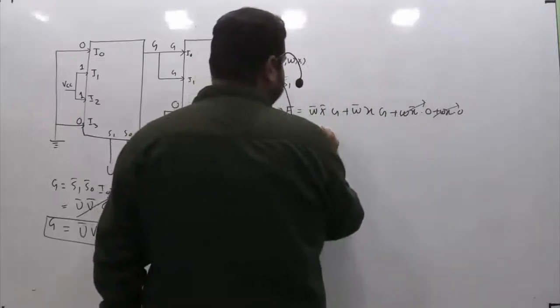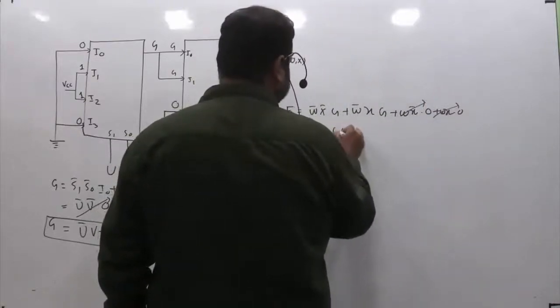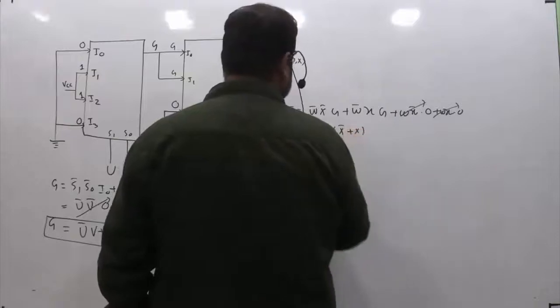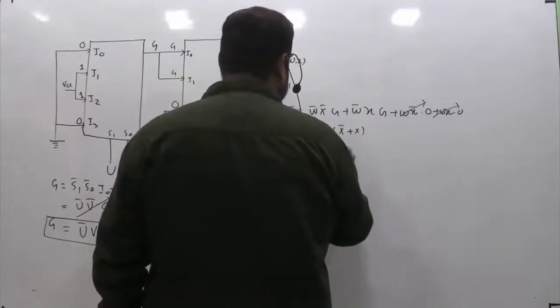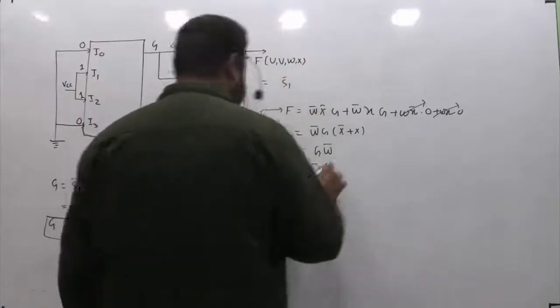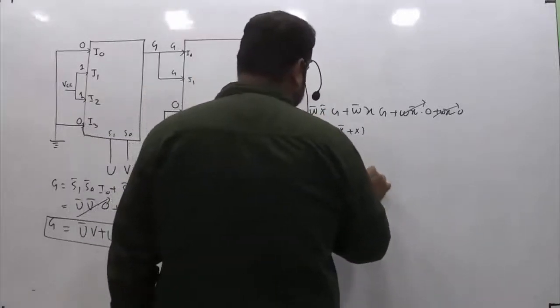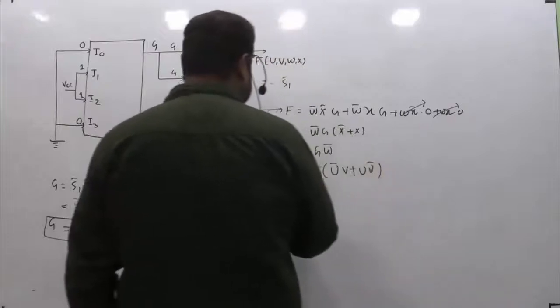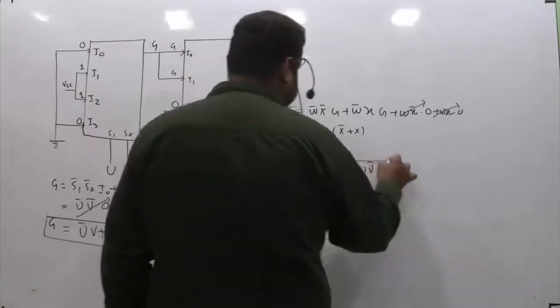Then how much will you get here? So you can take W bar G common. So you get X bar plus X, so that happens to be G W bar. So this is W bar, and in place of G, if you substitute this, this happens to be U bar B plus U B bar. Okay, so this is the expression of F you get.